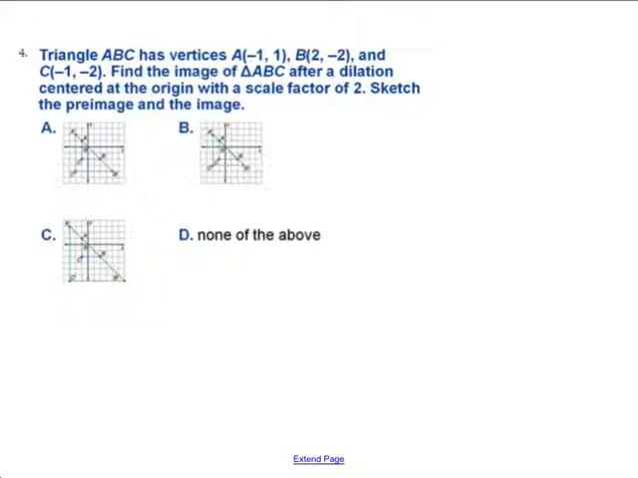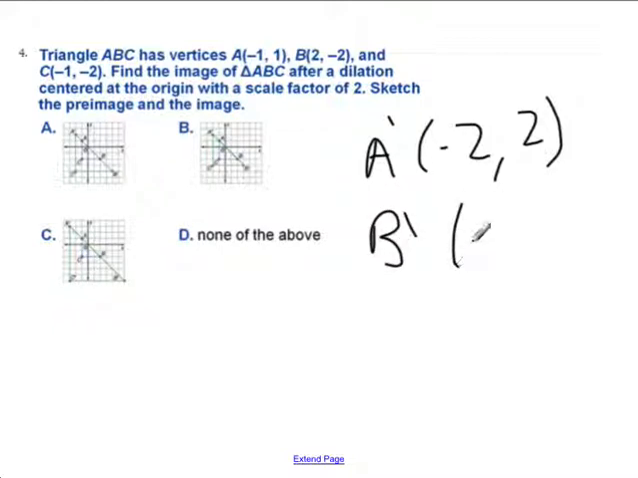So let's take a look at this one. Triangle ABC has the vertices -1, 1, 2, -2, and -1, -2. Find the image of ABC after a dilation centered at the origin with a scale factor of 2. So all that means is we need to multiply by 2. So let's write out our images. So A prime, -1 times 2 is -2. 1 times 2 is 2. B prime, 2 times 2 is 4. -2 times 2 is -4. C prime, -2 and then -4.